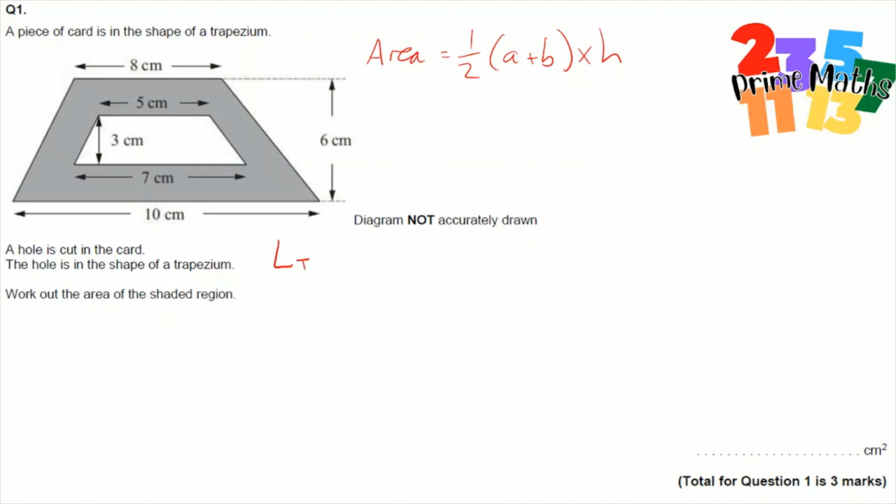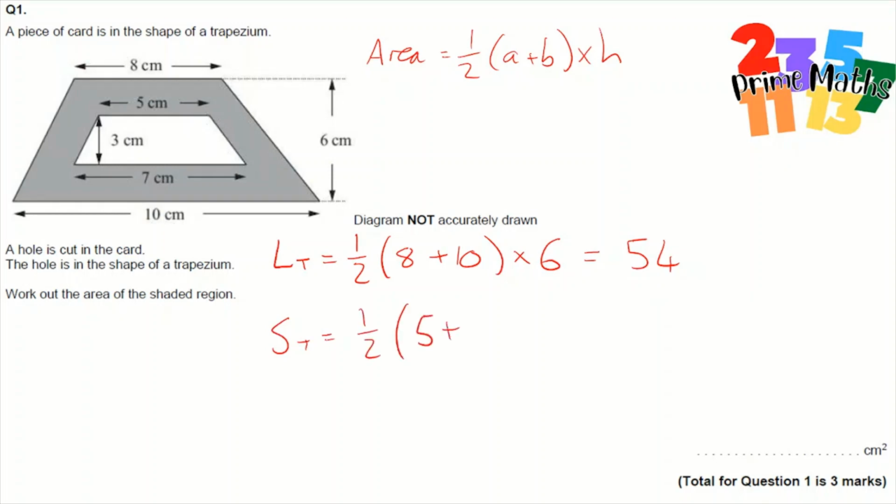I'm going to work out the area of the larger trapezium first. I'm going to call that large trapezium. This is a half multiplied by the two parallel sides added together, multiplied by the height, which is 6. If we work that out, we end up with an area of 54. The smaller trapezium, we do the same thing. This is a half, the two parallel sides, multiplied by the height, and this gives us an area of 18.